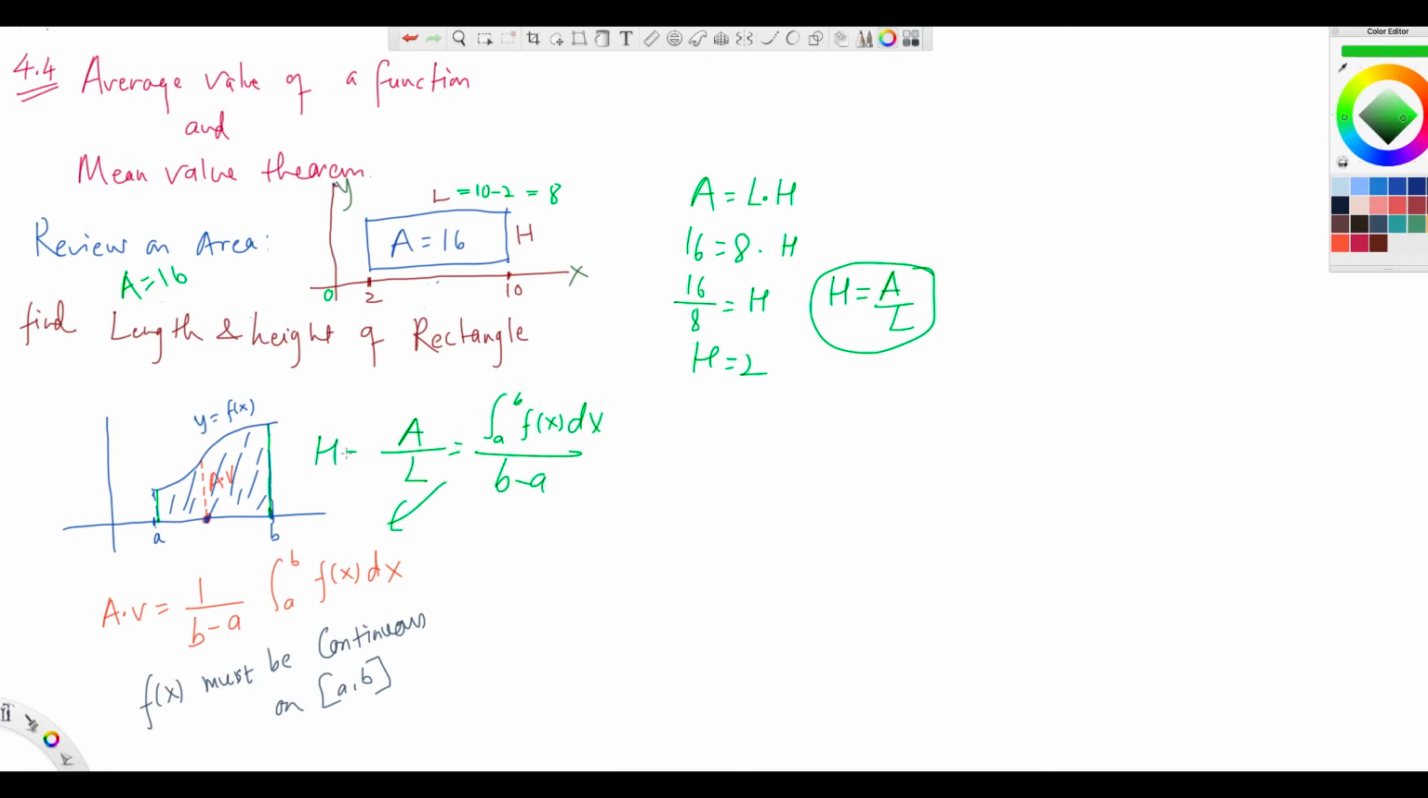So the average height here is also called the average value. Average value is 1 over the length of the interval times the integral, or the area, right? To use this formula, f of x must be continuous on the interval a b. So this is the formula to find the average value of a function. Next, we will see some examples on how to find average value of a function.